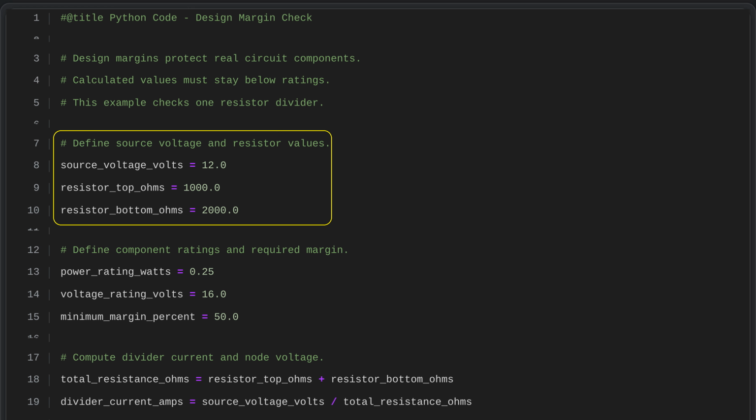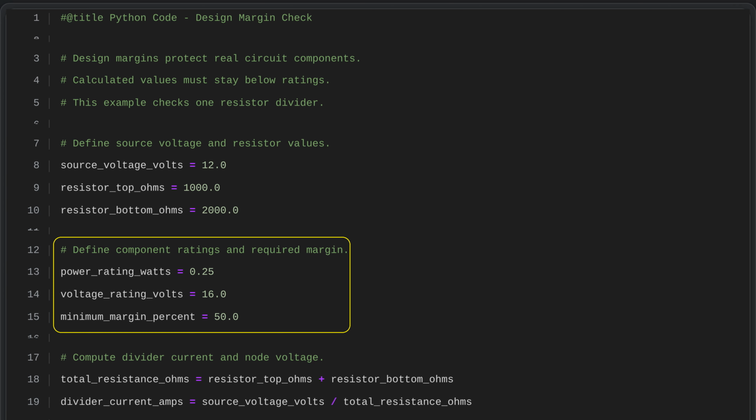The circuit uses a 12-volt source feeding a voltage divider with a 1,000-ohm top resistor and a 2,000-ohm bottom resistor. These values are used to find the voltage at the node between the resistors and the current through the divider. The component limits are set to a power rating of 0.25 watts and a voltage rating of 16 volts. A minimum safety margin of 50% is also required, keeping normal operation well below these limits to protect against unexpected variations.